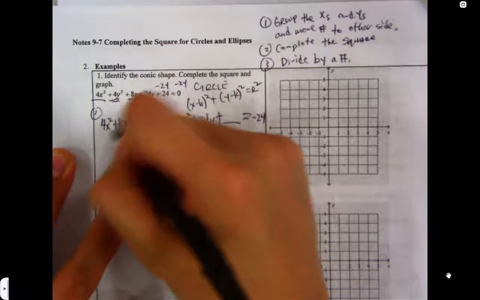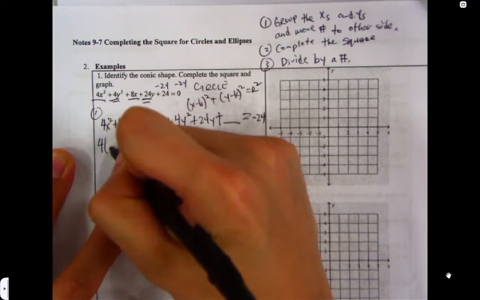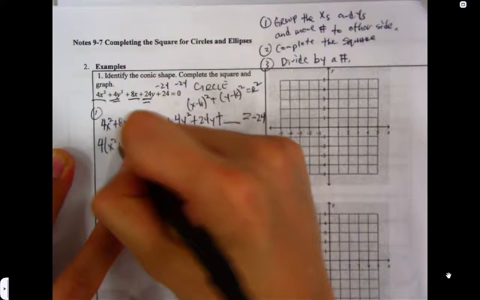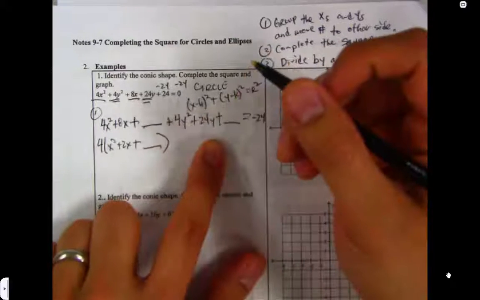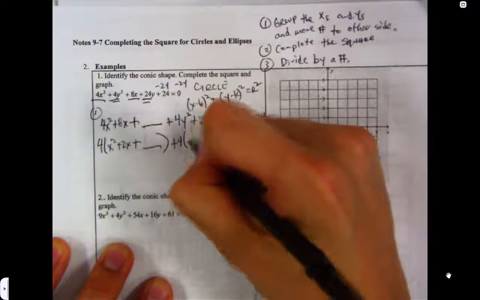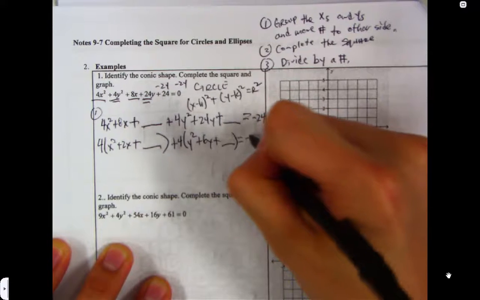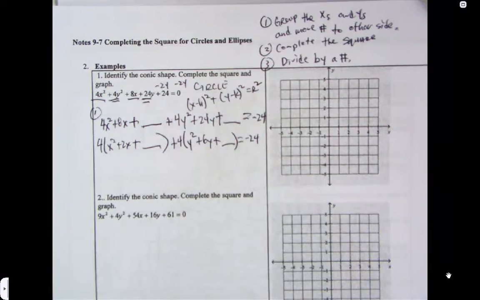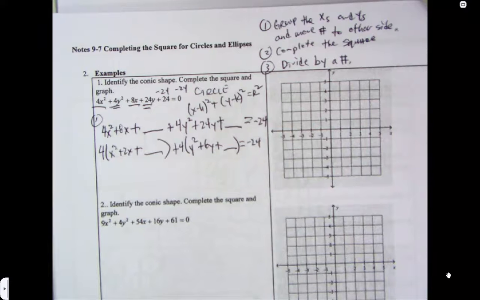Complete the square. You can't complete this because there's a 4, so we have to factor out the 4. So 4 goes in 4 once, so x squared plus 2x plus something. Can you complete the square for the y's? No, right? You have to take out what? The number in front, which is a 4, so take out the 4. Y squared plus 4 goes into 24, 6y plus something equals negative 24. Okay, so all I did was take out the 4 because there's a number in front. I can't complete the square yet.